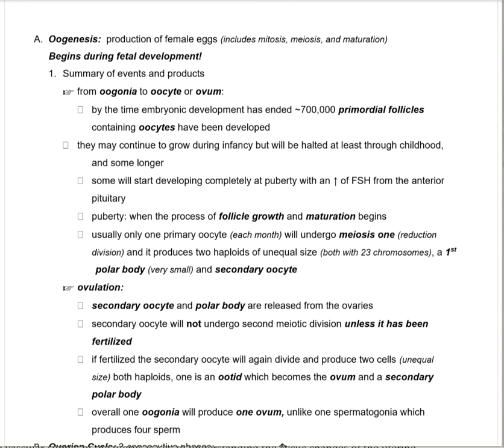Okay? And so that's what's going to happen in embryonic development. And then they will continue to grow during infancy, but they'll be halted sometimes through childhood. Sometimes they go a little bit longer. But for the most part, they don't develop too much during that part. But they will restart developing completely at puberty. And this is when FSH from the anterior pituitary starts to increase. Okay? And that's when follicle growth and maturation really begins. All right, and we'll come back to that. But let's now just highlight one or two things we want to say here.